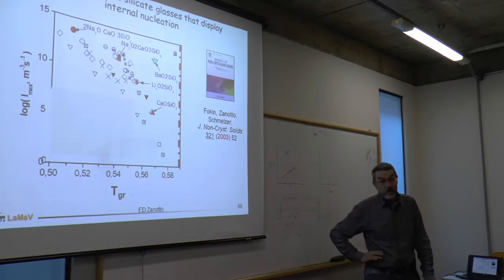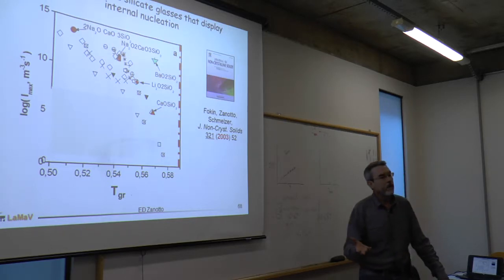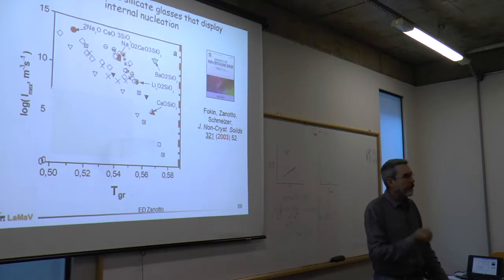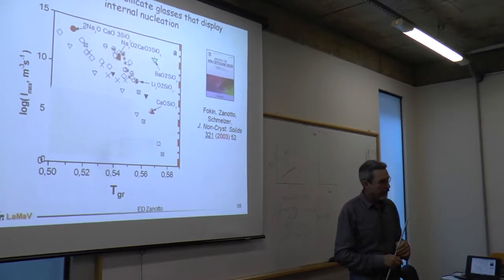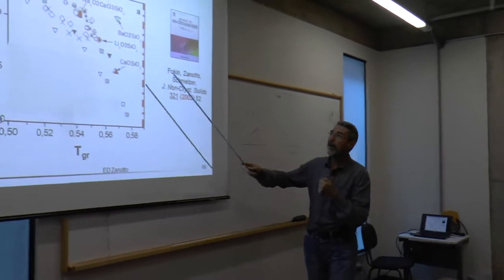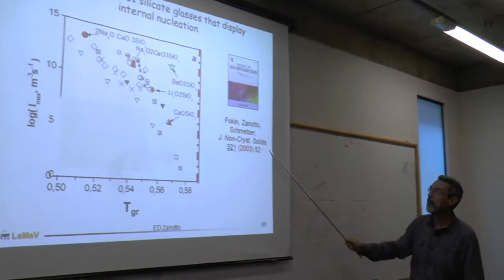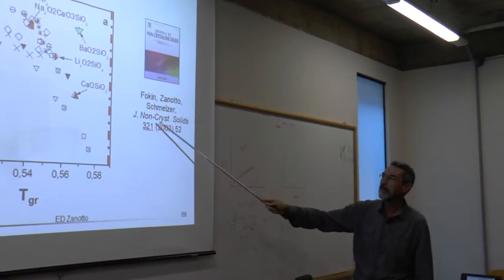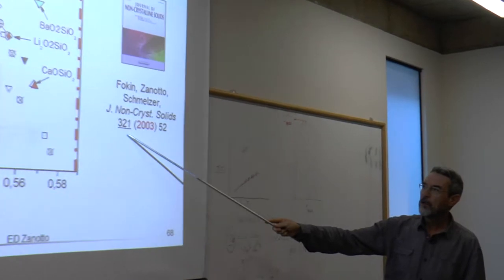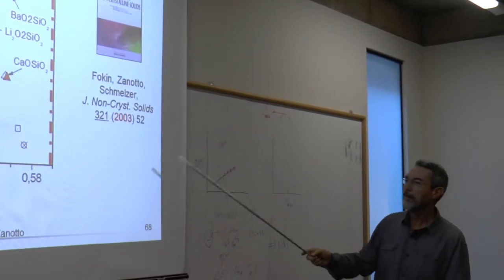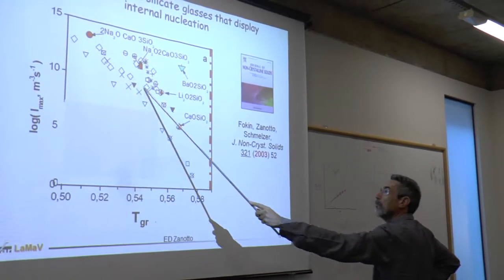Some are not stoichiometric. There are maybe 10 stoichiometric systems and 41 that are not stoichiometric but show internal nucleation. If you heat them up, they will crystallize internally without adding any nucleating agent. So we can take the values from the literature. We did this in a paper by Fokin, Schmelzer, and myself, Journal of Non-Crystalline Solids, 2003, volume 321, page 52, and other pages.